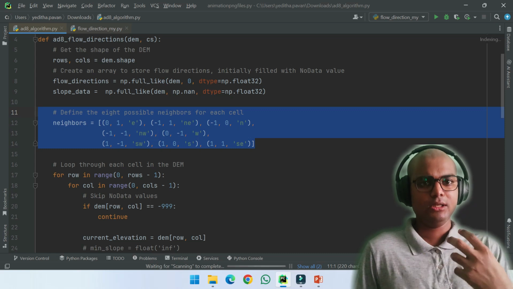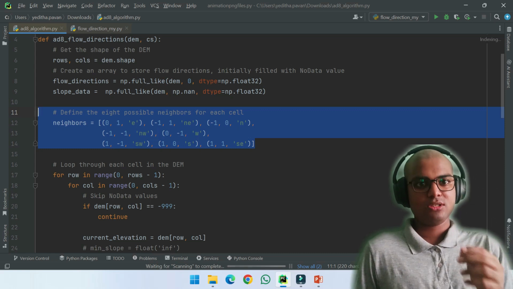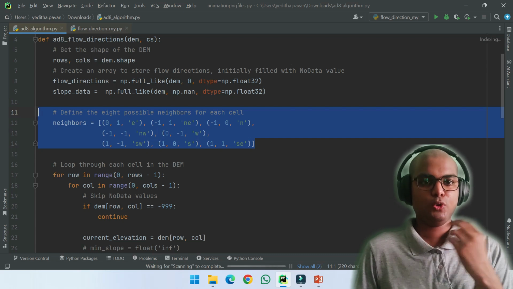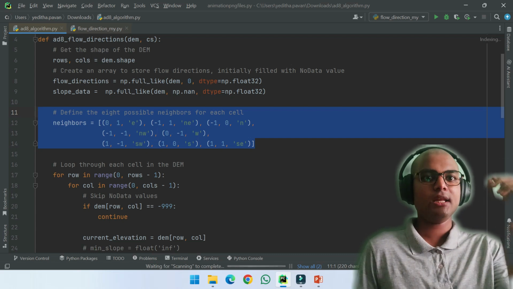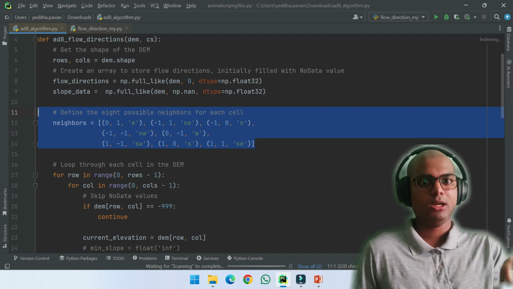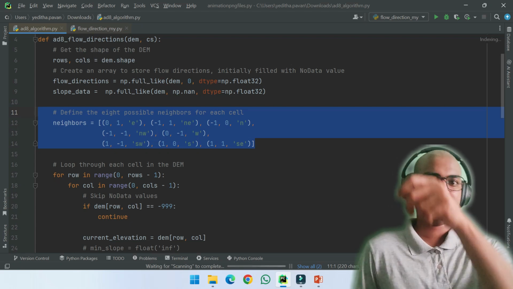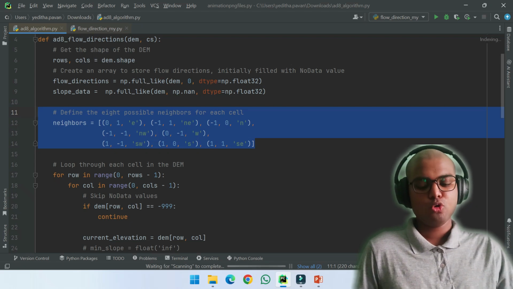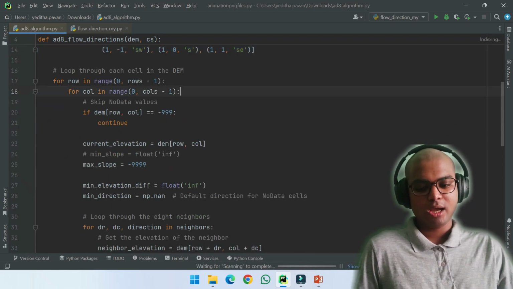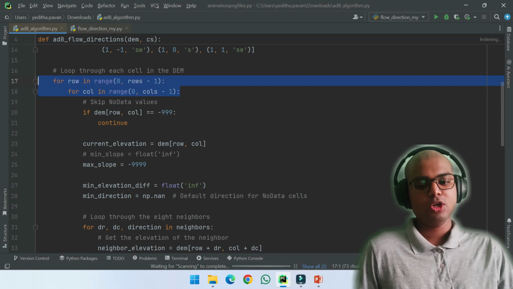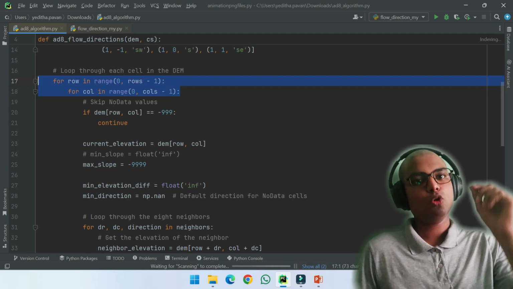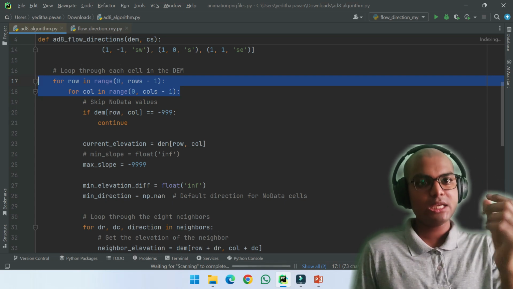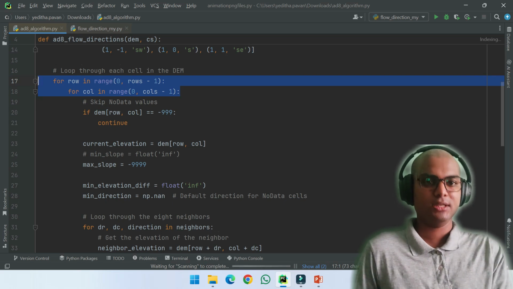Once we've defined the neighboring directions, whatever the 8 directions are, the next thing we need to do is go to each row and each column to determine the difference in elevation in the 8 directions, and then we'll know how the water is flowing. So to do so, I'm calling a for loop to go from the 0th row to the end rows and the 0th column to the end columns. So for each row it will go to each column and give us the flow direction.